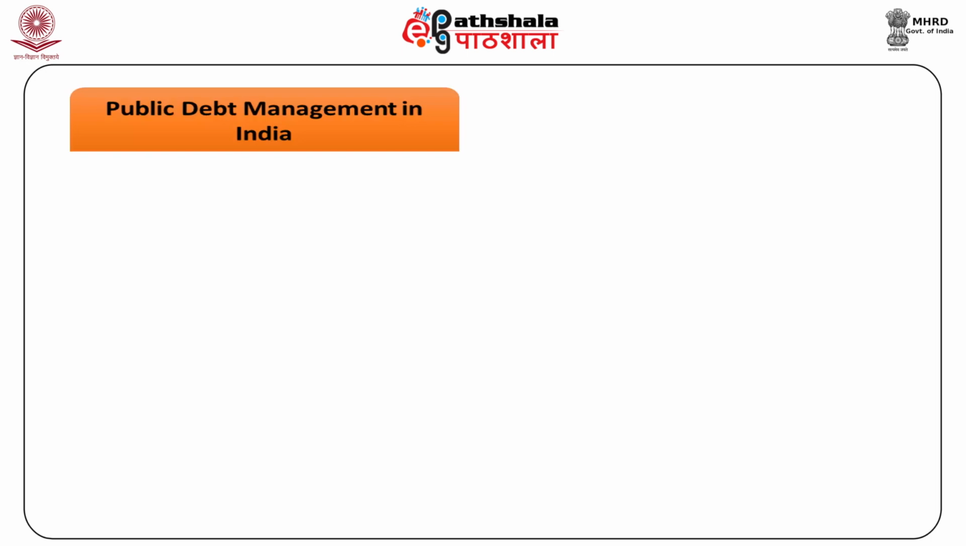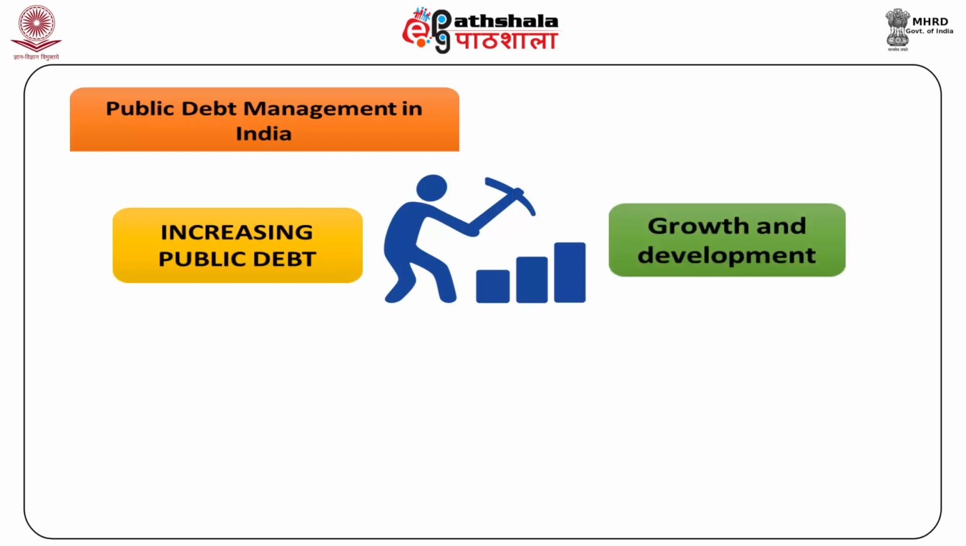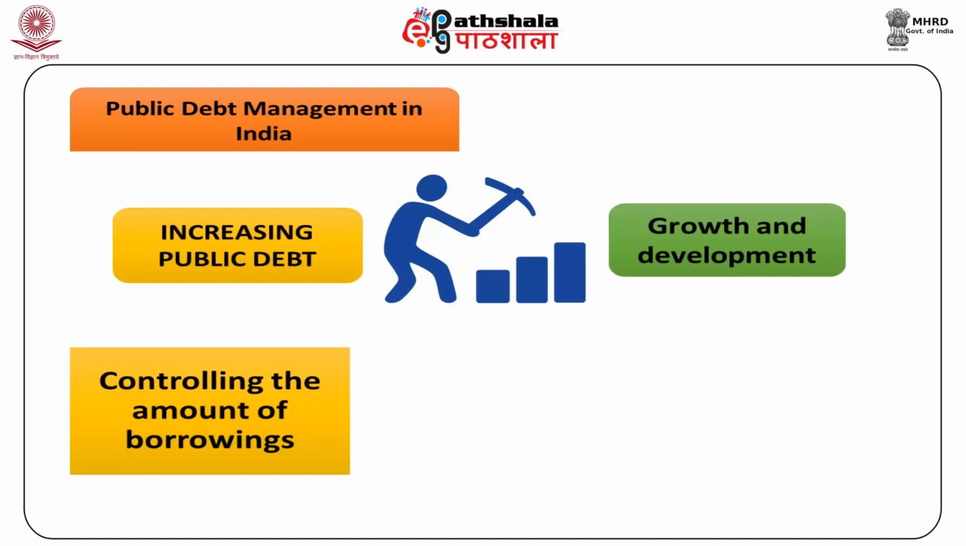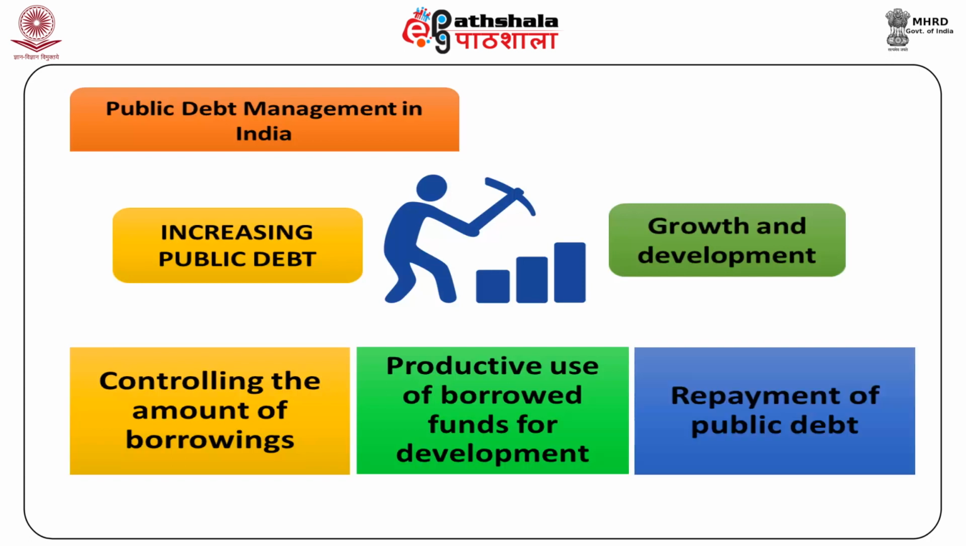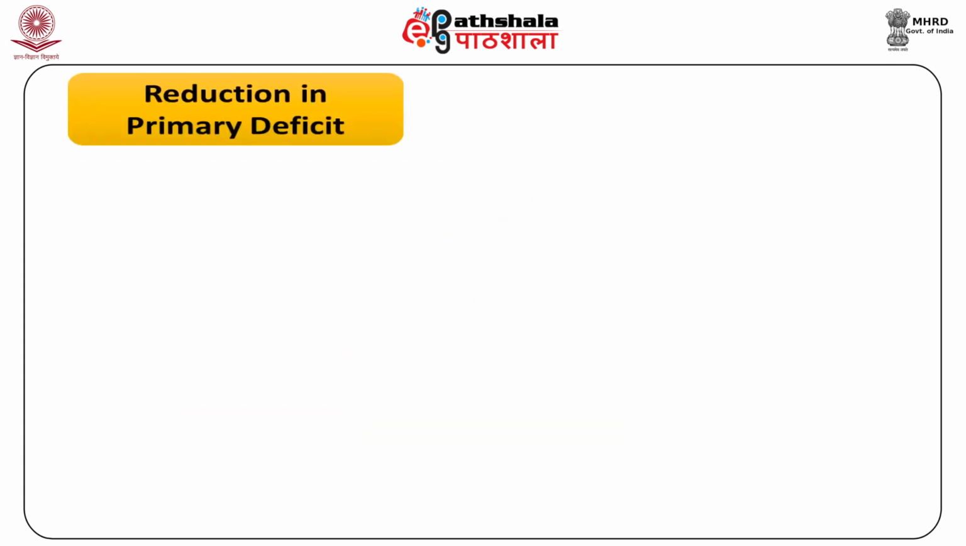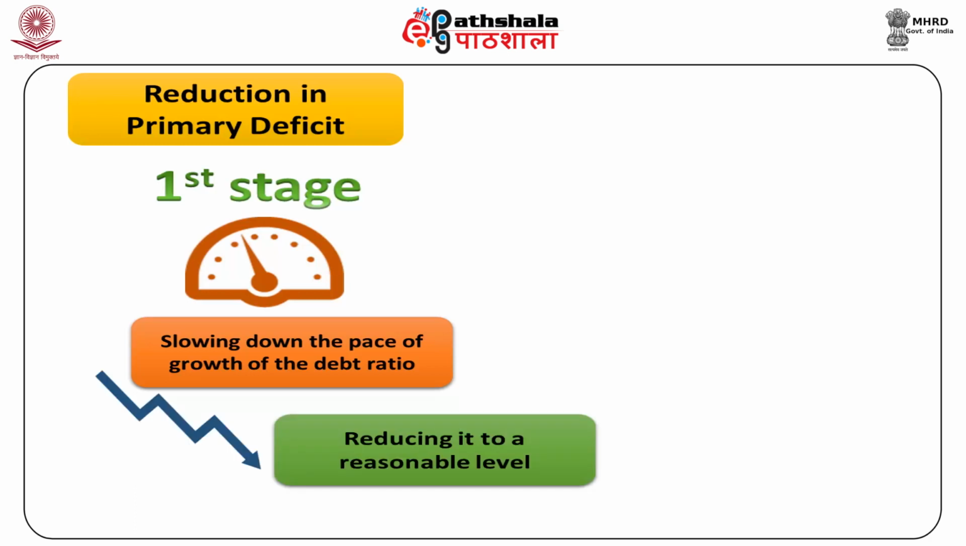Public debt management in India. The increase in public debt puts a burden on the citizens of the country and adversely affects the growth and development of the economy. Effective management of public debt requires controlling the amount of borrowings, productive use of borrowed funds for development, and the repayment of public debt. Reduction in primary deficit. Corrective action with respect to the growing internal debt must be carried out in two stages. In the first stage, action must be directed towards slowing down the pace of growth of the debt ratio or reducing it to a reasonable level.